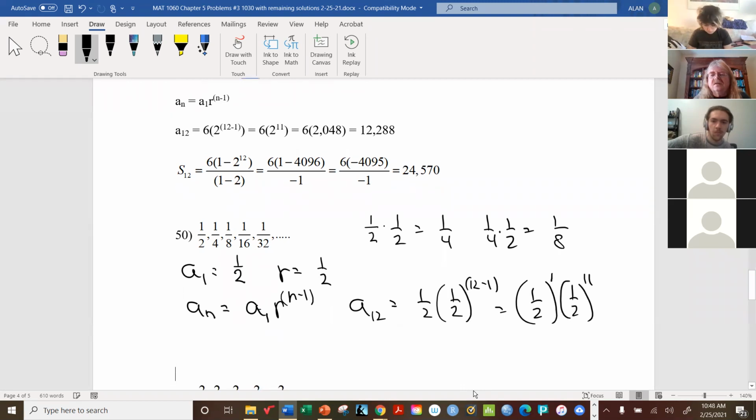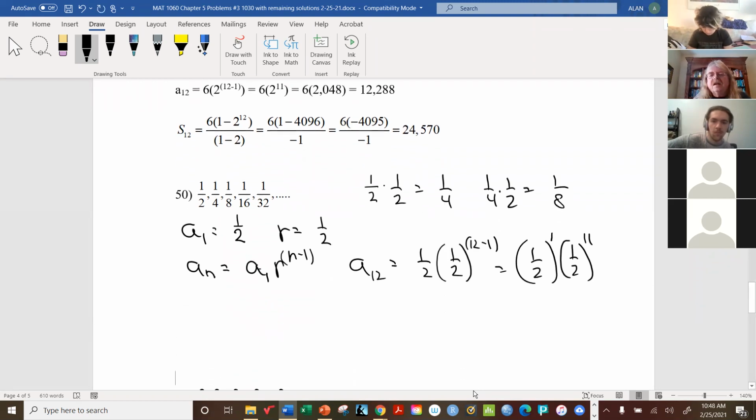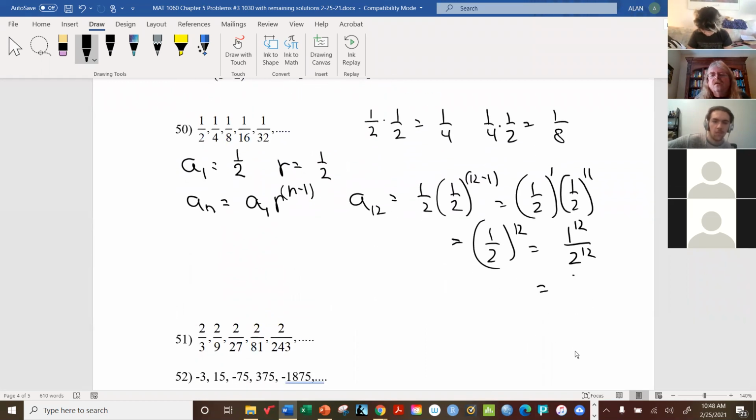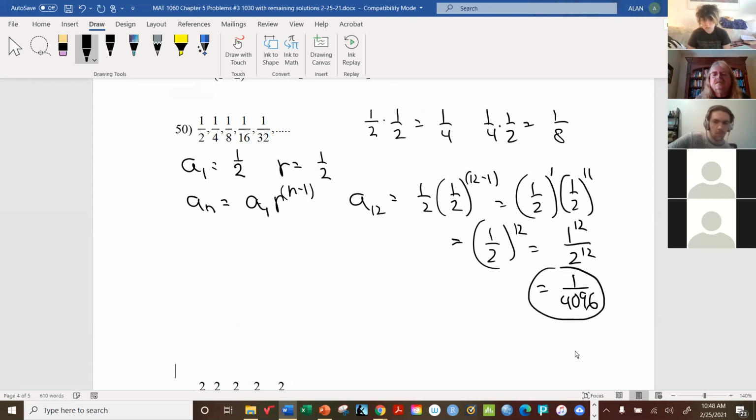And so look what I can do. I can just write this as 1/2 to the 12th power. And then in turn, I can write that as 1 to the 12th over 2 to the 12th. And that's going to simplify to 1 over 4096. And you're done. All right.